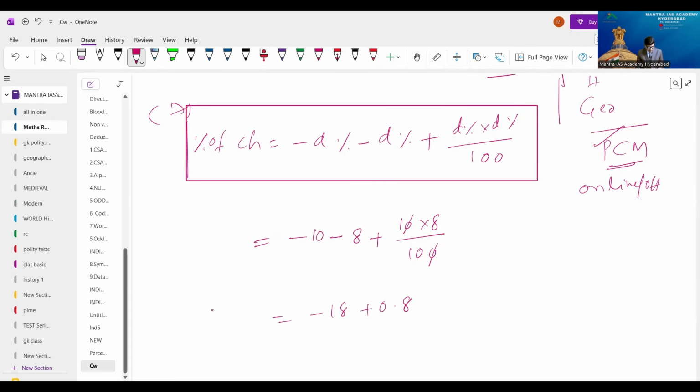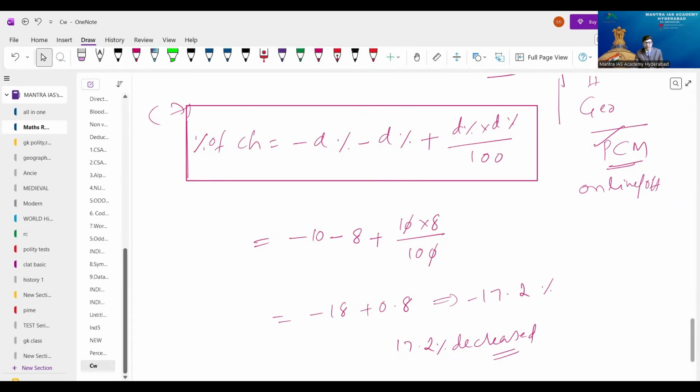Remember, this is a very interesting question, of course, because land holding is decreased by 10% and because of late monsoon, production also decreased. Definitely revenue is going to be decreased by how much percentage? That's a basic point. Observe here. Now beta, minus 18 plus 0.8 is nothing but minus 17.2. Minus 17.2 percentage means 17.2 percentage decreased. This is the answer, of course.